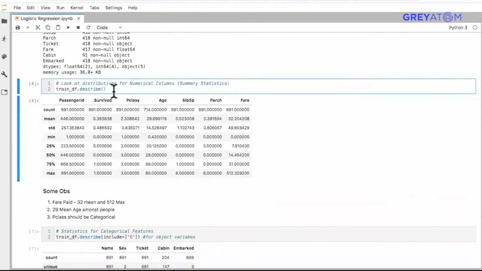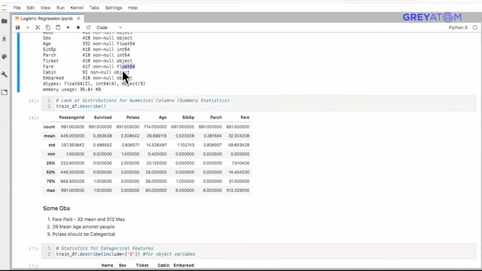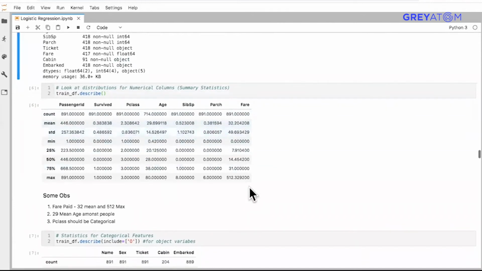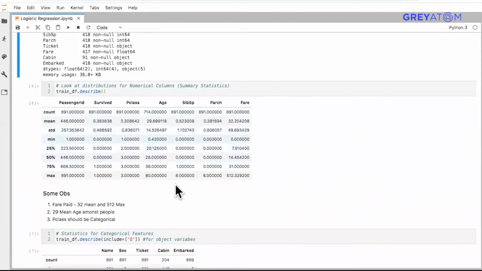But make sure describe would only show you statistics for all the integer columns. It wouldn't show anything for the object columns. So see, cabin is not here, or embarked is not here in these columns. Pretty good observations. You can look at the summary and have some observations about the data.